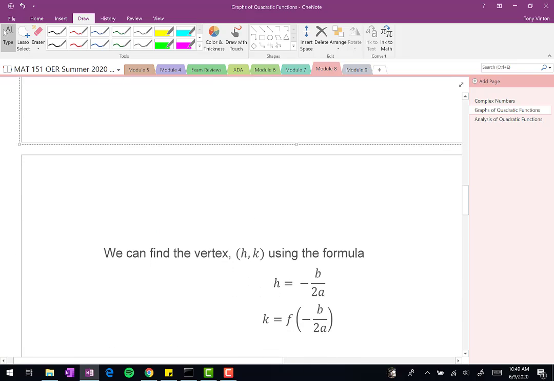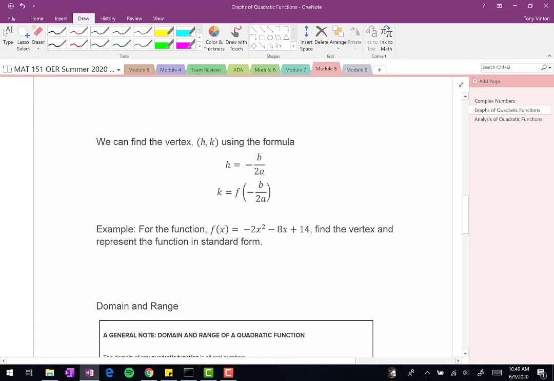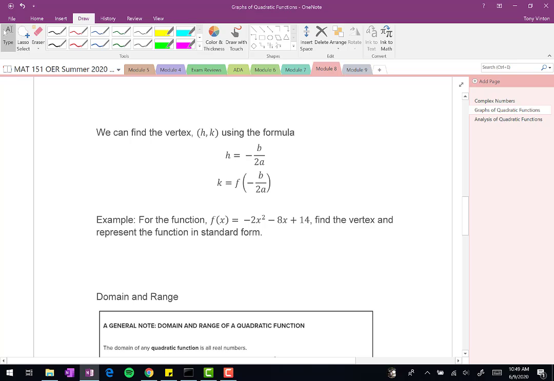So let's look at some examples here. You can always find the vertex of any quadratic using this formula: negative b over 2a for the h, and k is f of negative b over 2a, which means you're plugging it in. Let's see what that means. Here we have this example in general form: f of x equals negative 2x squared minus 8x plus 14.